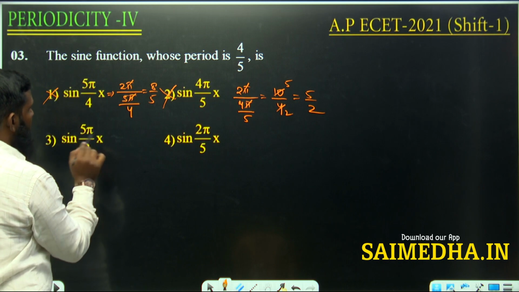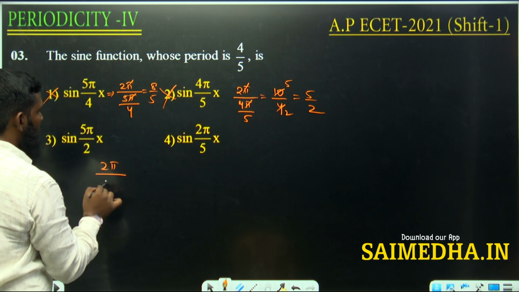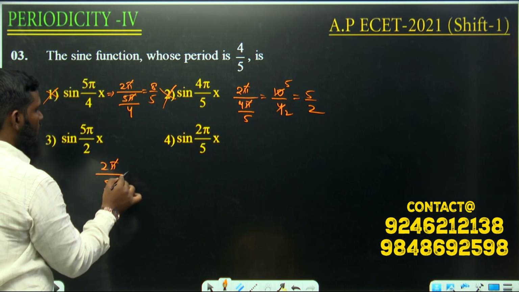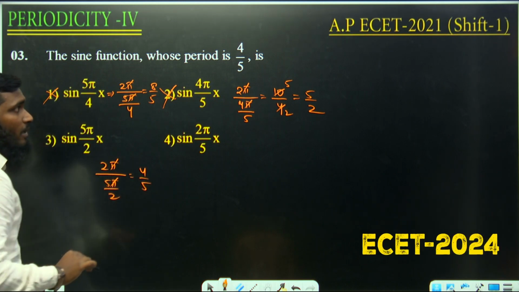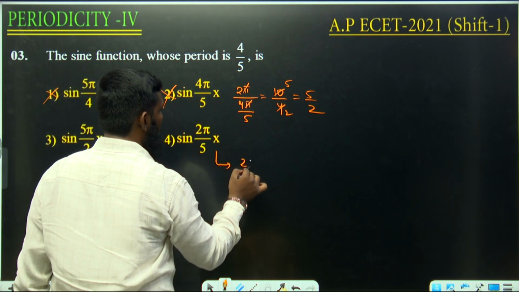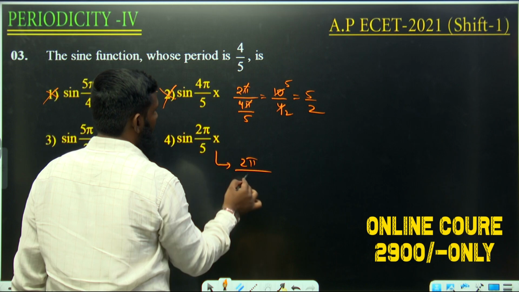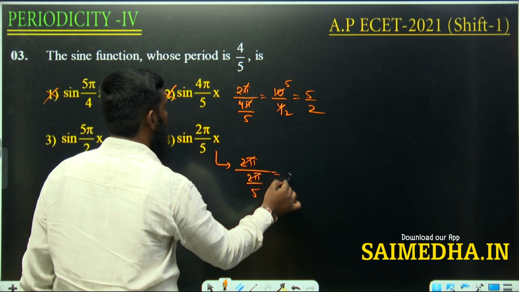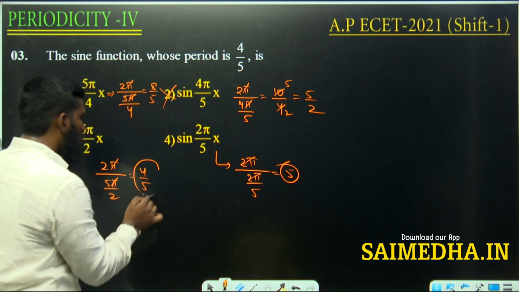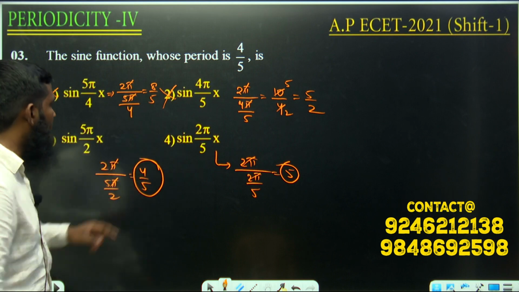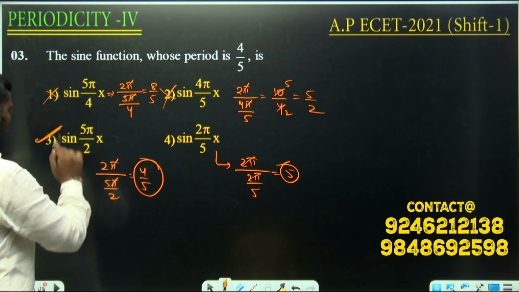Sine 5 pi by 2 x means 2 pi divided by 5 pi by 2. Pi gets cancelled, 2 goes to the numerator. It will become what? 4 by 5. 4 by 5. Let us take this part now. 2 pi divided by what do we have now? 2 pi by 5. 2 pi gets cancelled, 5 goes to the numerator. What is the answer? 5. But what we want, 4 by 5, is given in the question. So the period is 4 by 5, which means let us go with the third option.